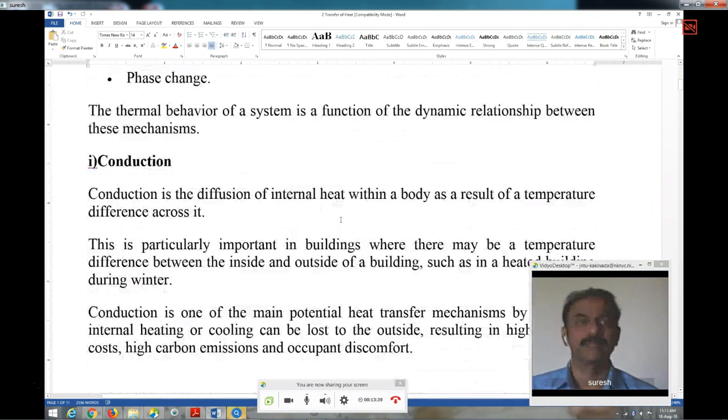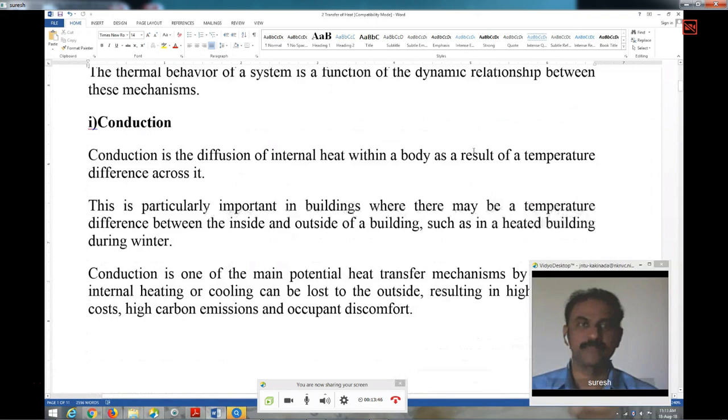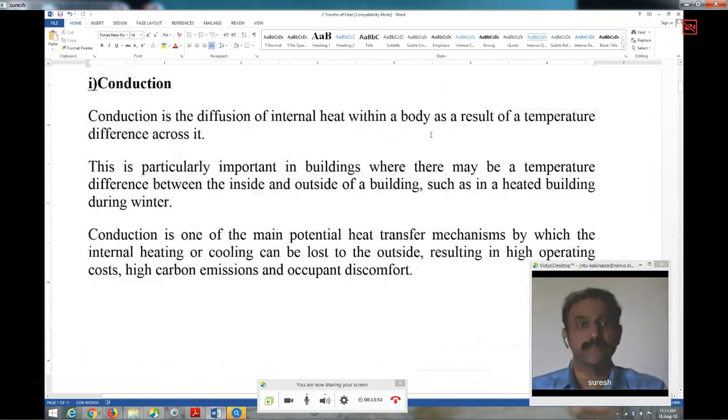The thermal system is a function of the dynamic relationship between these mechanisms. First of all, we are going to discuss the conduction mechanism. Conduction is the diffusion of internal heat within a body as a result of a temperature difference across it. This example can relate to our human body also. During summer seasons, the outside temperature is very hot, whereas in the winter season, our body seems to be warm compared to the outside atmosphere.